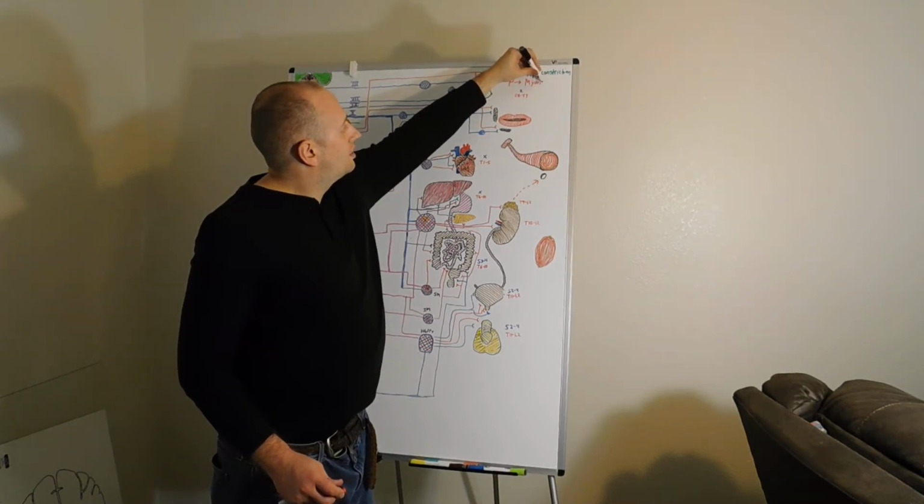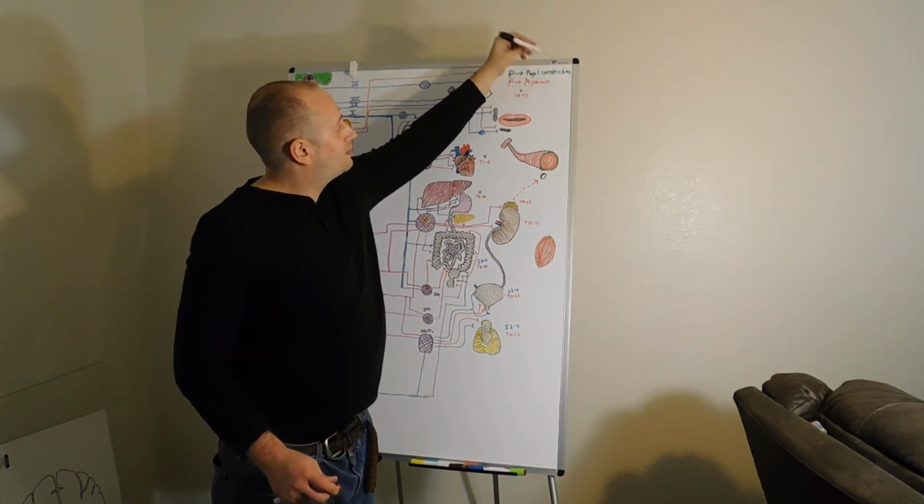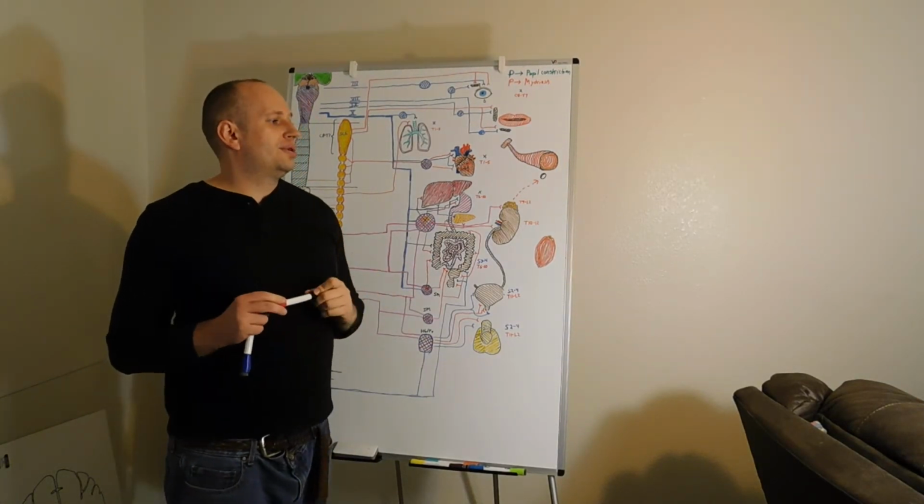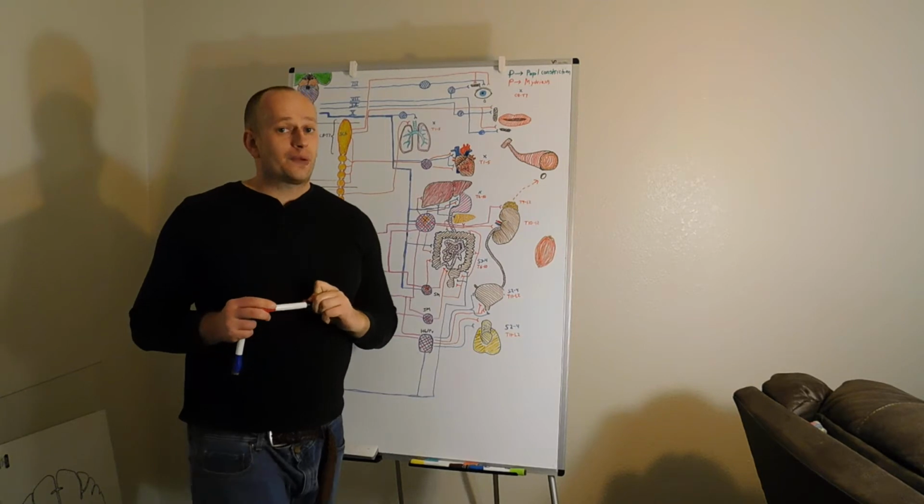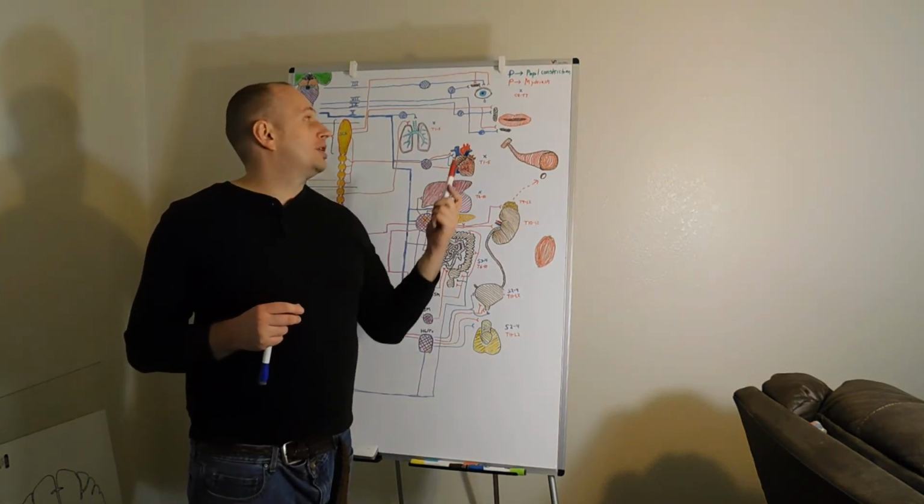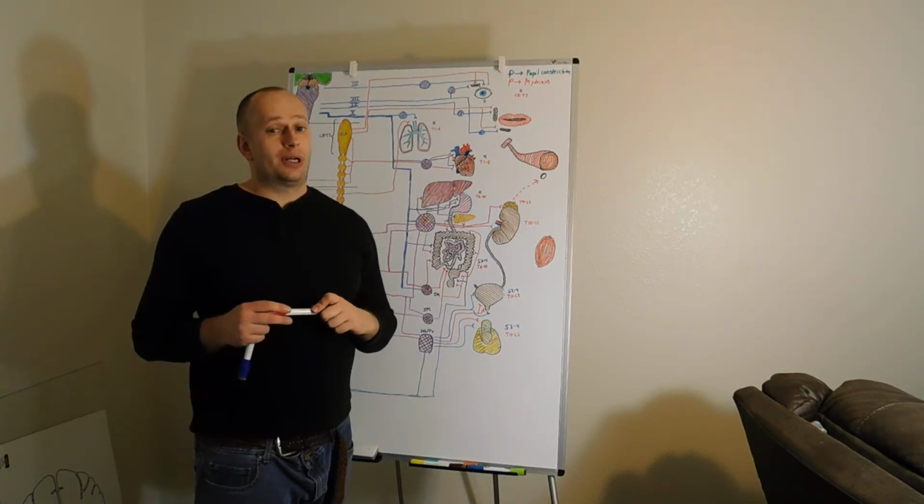Mydriasis, if I spelled it right. Drugs like that could include atropine. Atropine blocks your muscarinic receptors, particularly in this situation, probably the muscarinic 3 receptor.